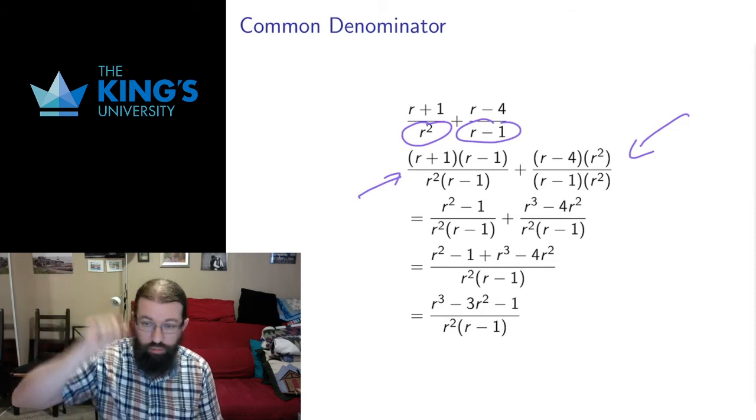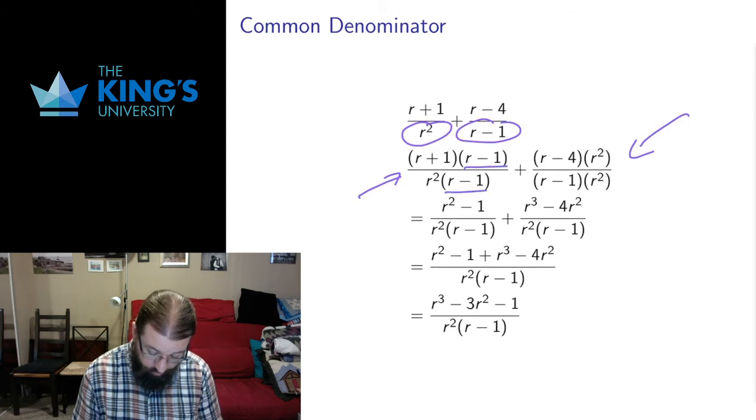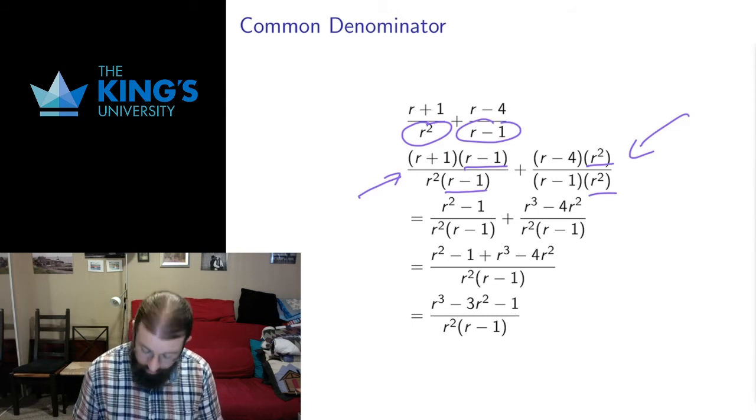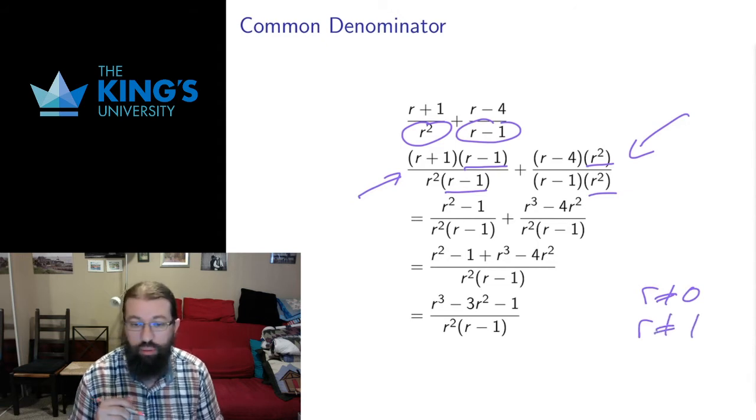Again, multiply numerator and denominator by both the same thing. So this numerator multiplied by r minus 1, denominator by r minus 1. This numerator multiplied by r squared, denominator by r squared. Being careful, of course, that r is not equal to 0 and r is not equal to 1, because those are the things that would multiply by 0.